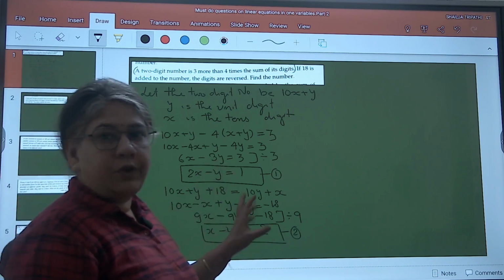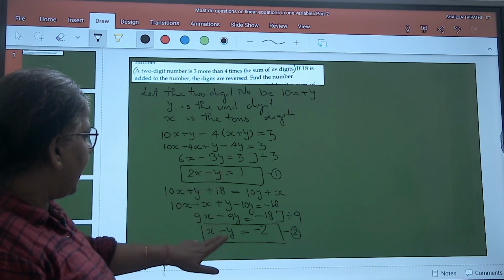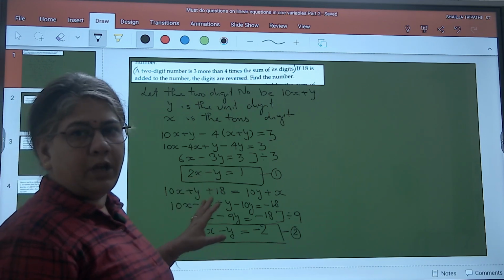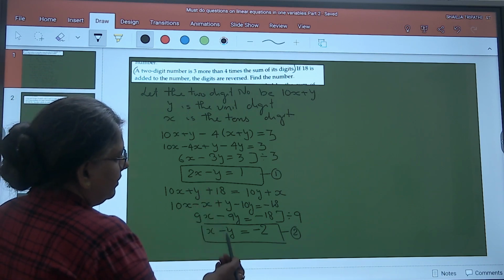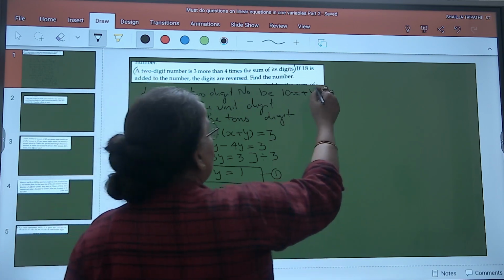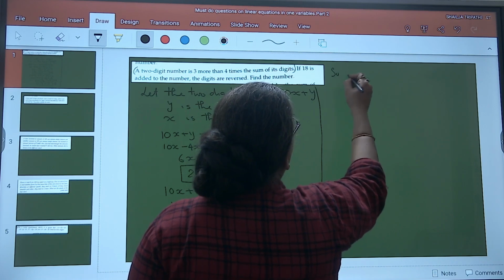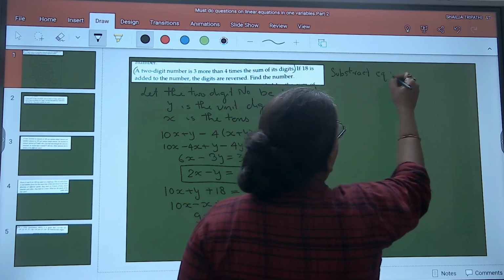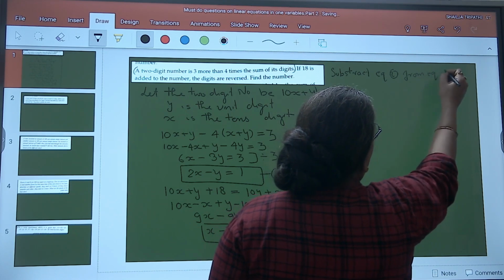Now solving 1 and 2, we can find the values of x and y. Since the signs are the same, minus y and minus y, we are getting minus y in both the equations. If the signs are similar, we'll subtract the equations. So subtract equation 2 from equation 1.